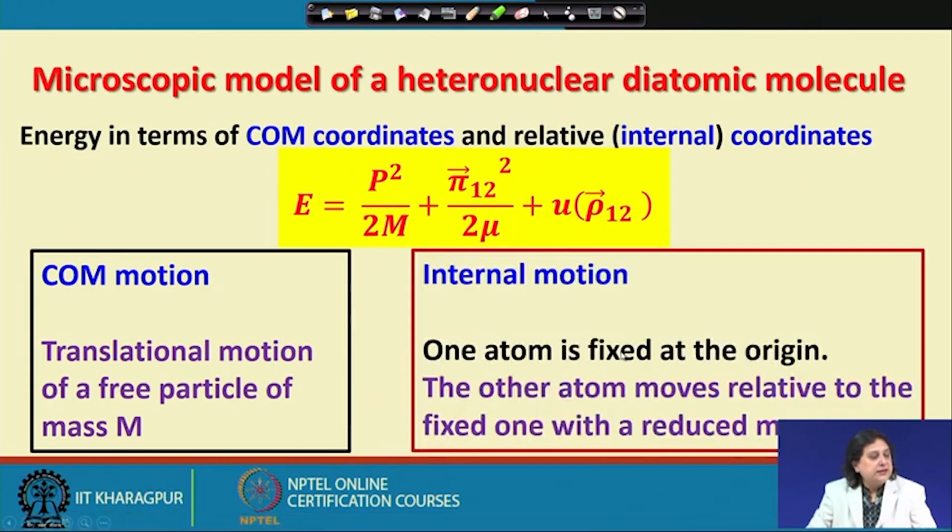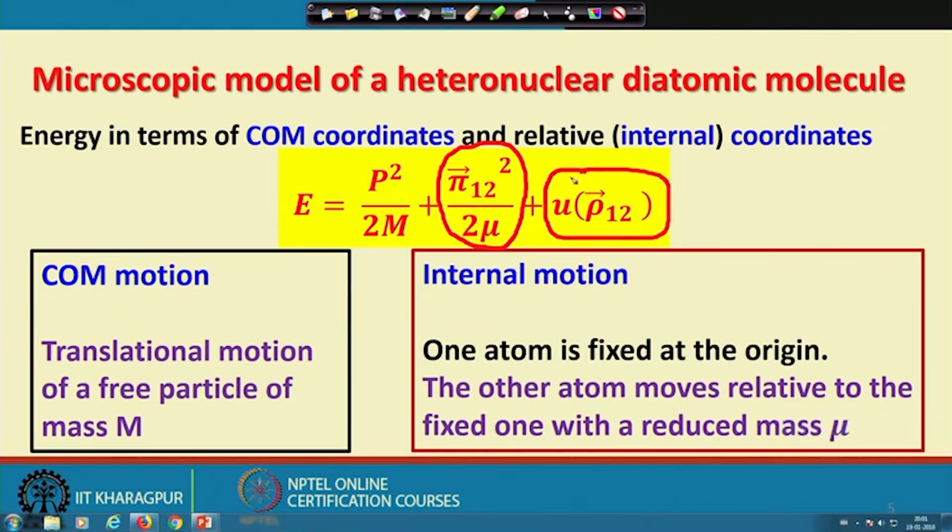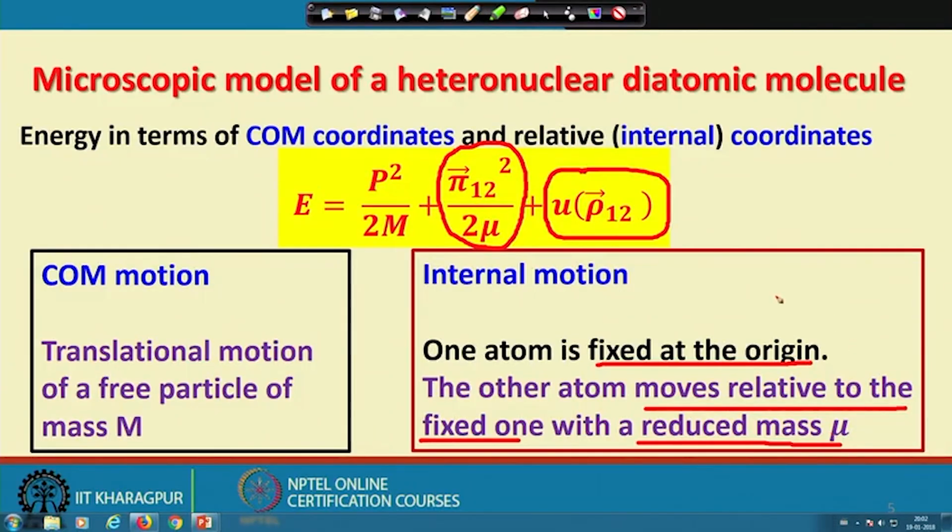Now, the other things that we can say from here are as follows. We can say that the internal motion is characterized by these two terms. So, this is a kinetic energy term and the internal motion is associated with this potential energy term. What I am actually looking at is that one atom is fixed at the origin and the other atom in this diatomic molecule is moving relative to the first fixed one with a reduced mass of mu. We have already discussed the feasibility and how to separate out the total energy of the system into these two separate contributions.